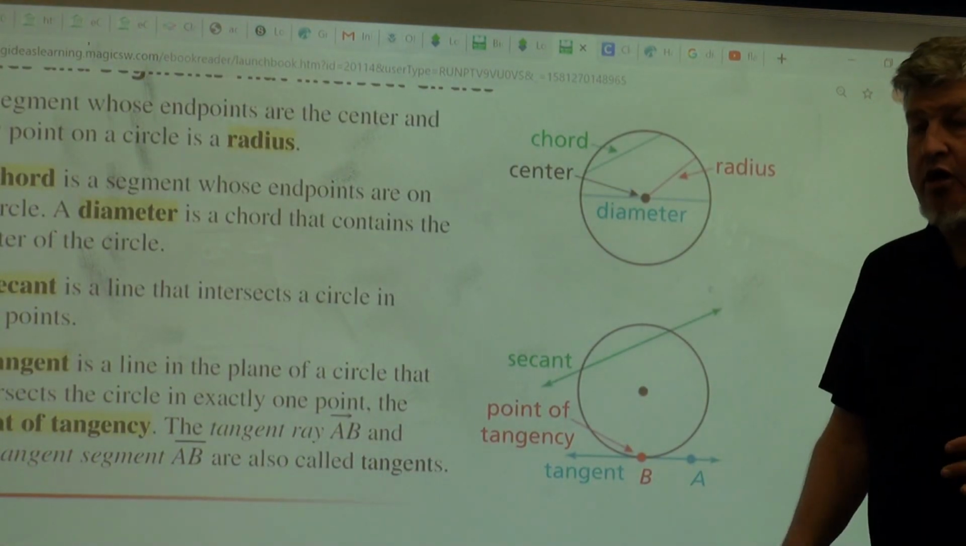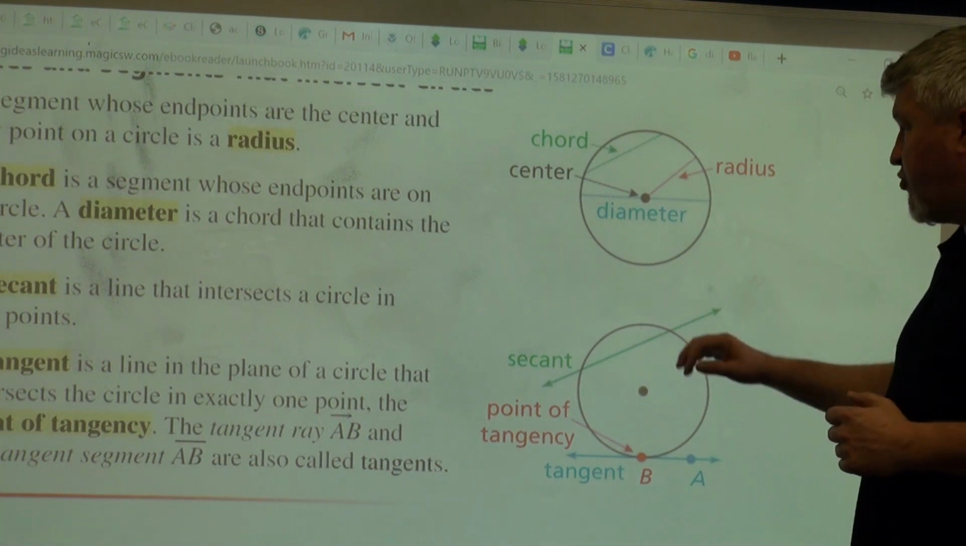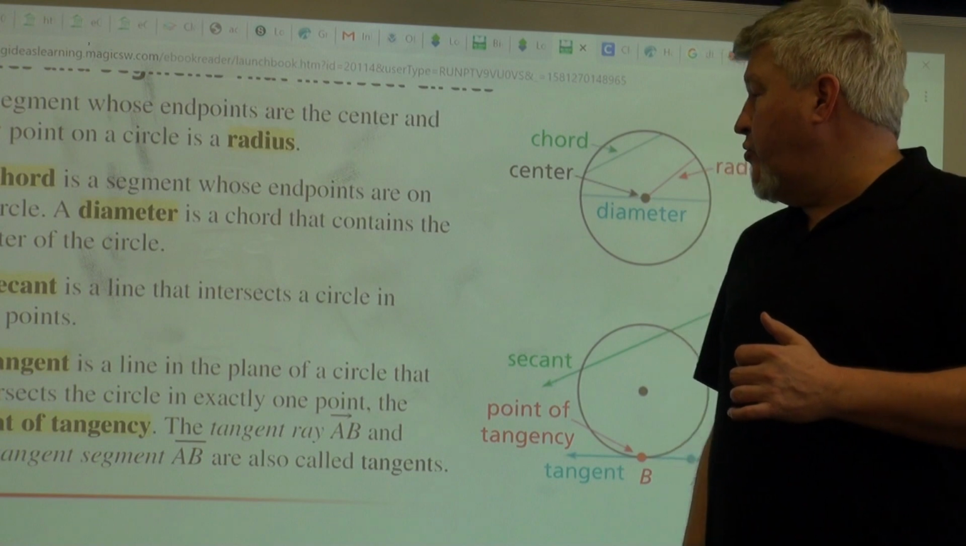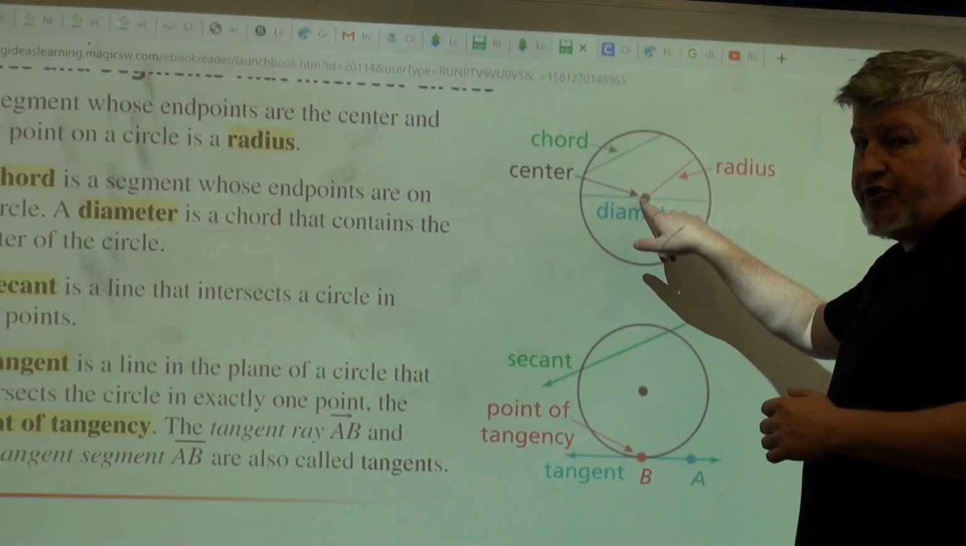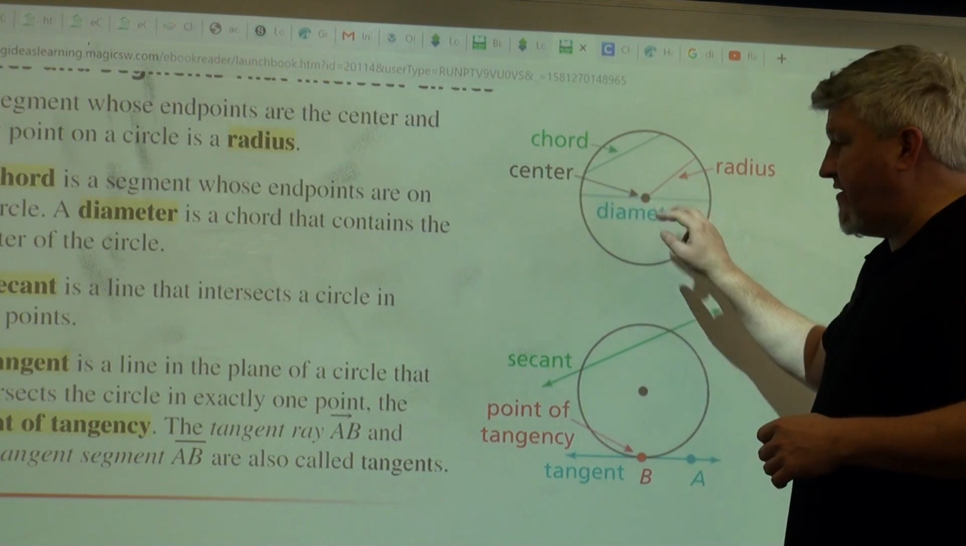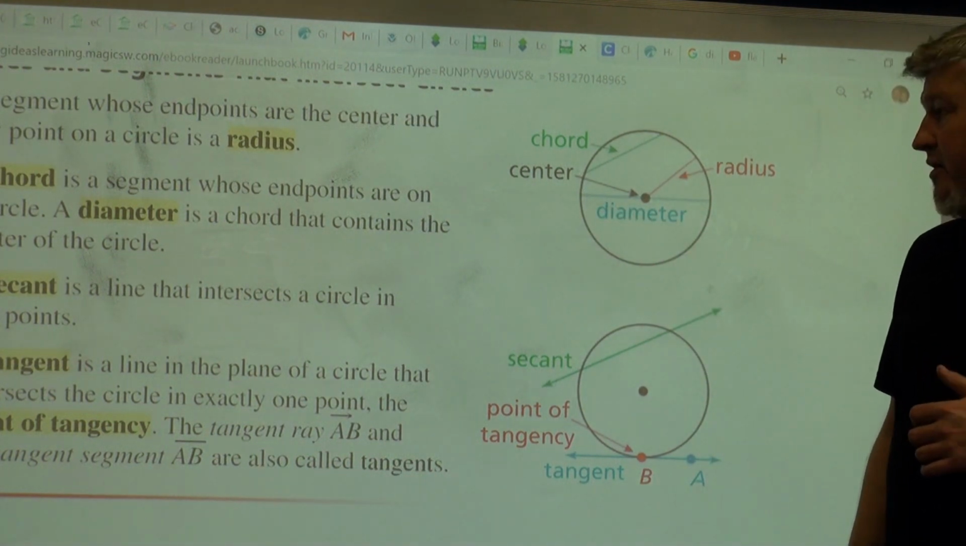So, the first circle terms you must know. I'm confident you all have heard almost all of these terms. The first one is the radius. The radius is a segment whose endpoints are the center and any point along the circle edge. That is a radius. It's halfway across the circle.